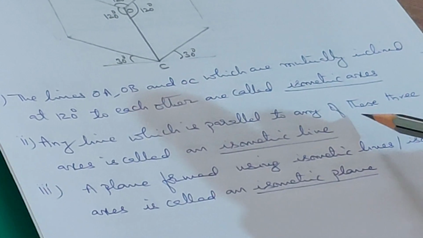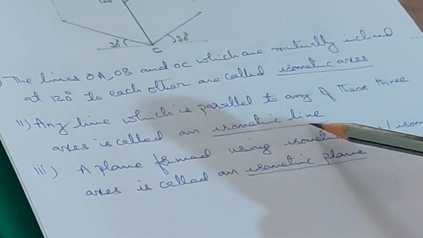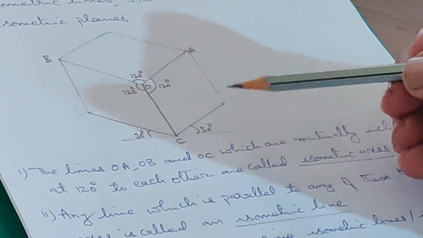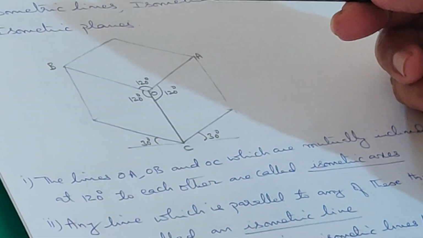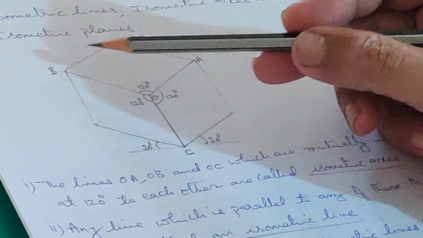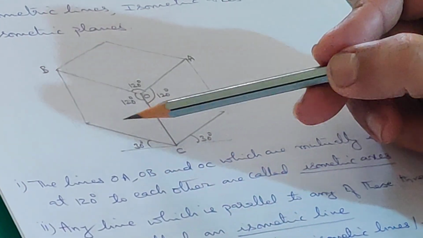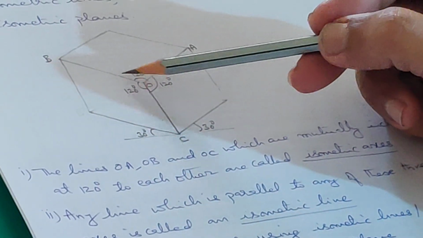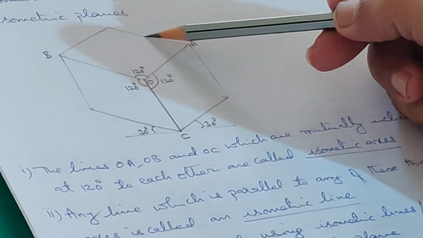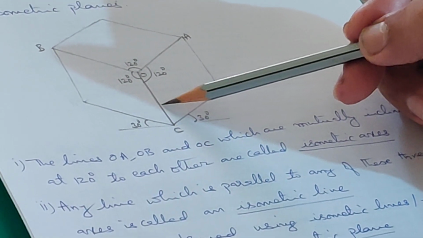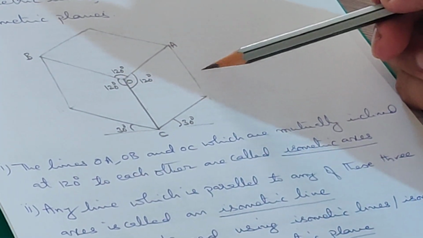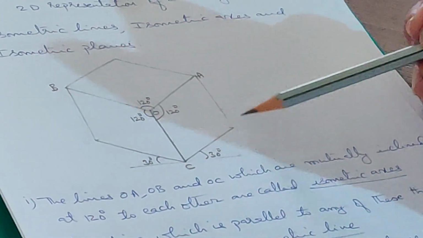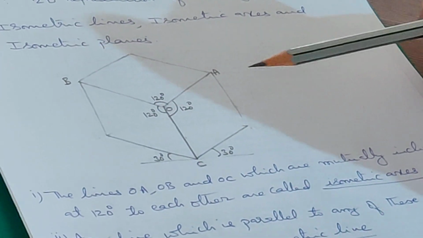Any line which is parallel to any of these 3 axes is called an isometric line. For example, if you see here, this is one line, this is another line. Both are parallel to the axis OA. So they are called isometric lines. Now if you take the axis OB, there are 2 lines which are parallel to that. This is one line and this is the second line. Both of these lines are parallel to OB. So I can call them isometric lines. Similarly, you have OC, the third axis. You have 2 lines here parallel to OC. They are called isometric lines. In fact, all the lines that you have in this sketch are isometric lines or isometric axis.